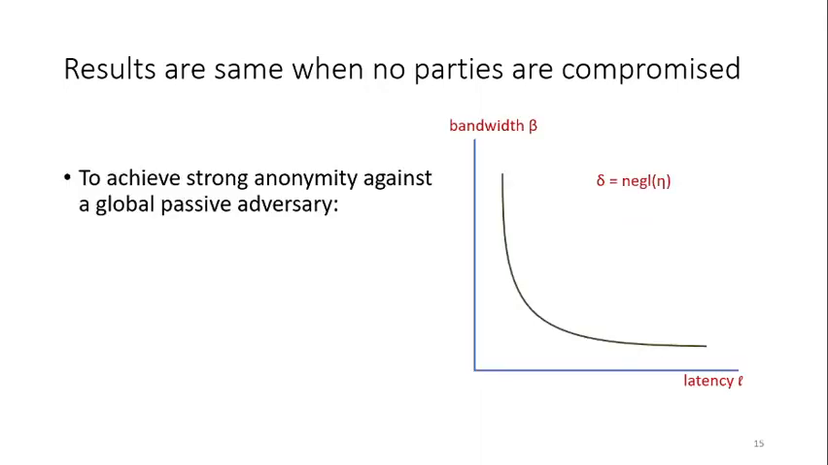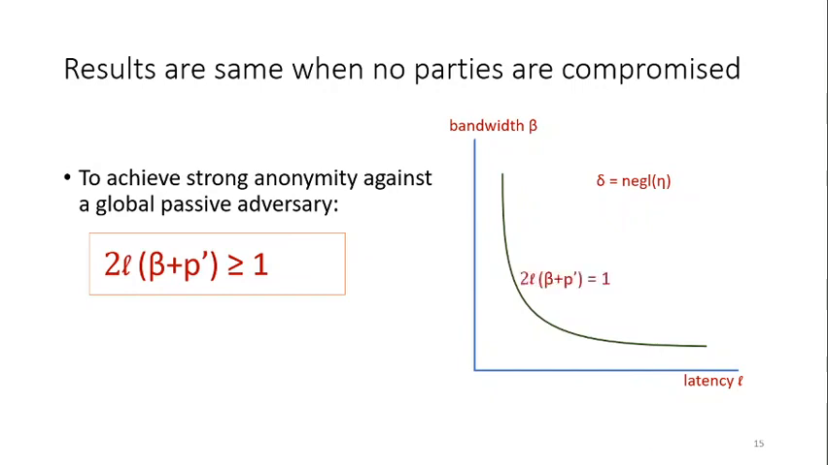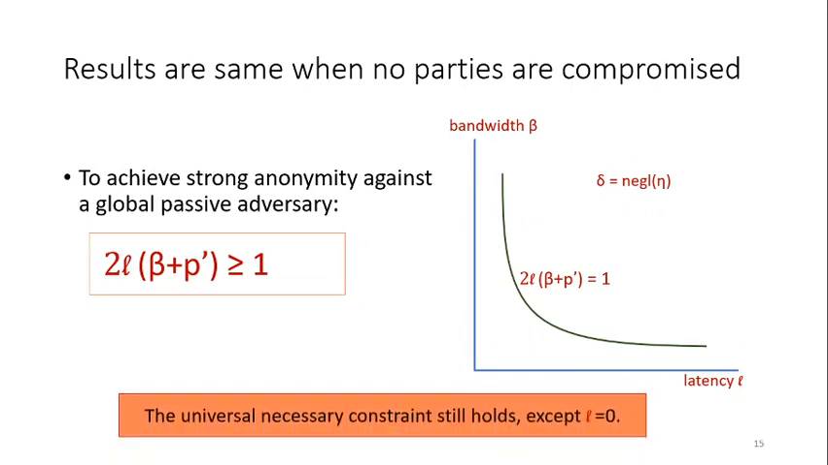With those assumptions, we show that when no nodes are compromised, the necessary constraint for anonymity remains the same. This is kind of trivial because when no nodes are compromised, you can just have an honest third party which can mix the message, except when L equals 0. When L equals 0, if you have user coordination, you can still achieve anonymity with a really high bandwidth overhead.